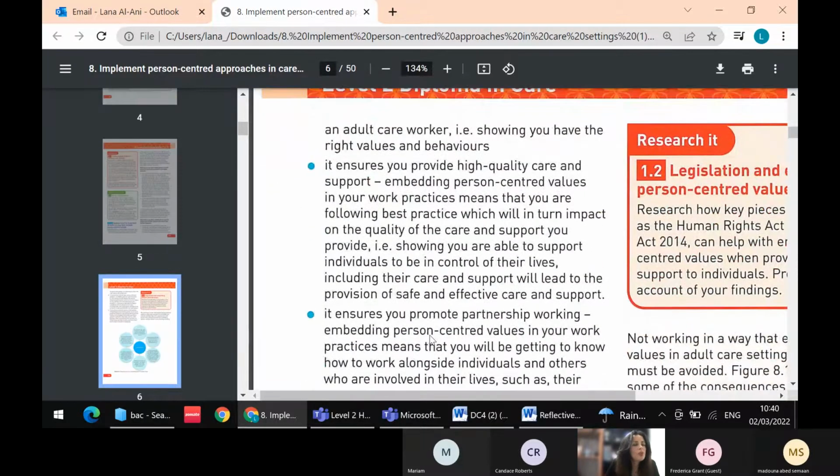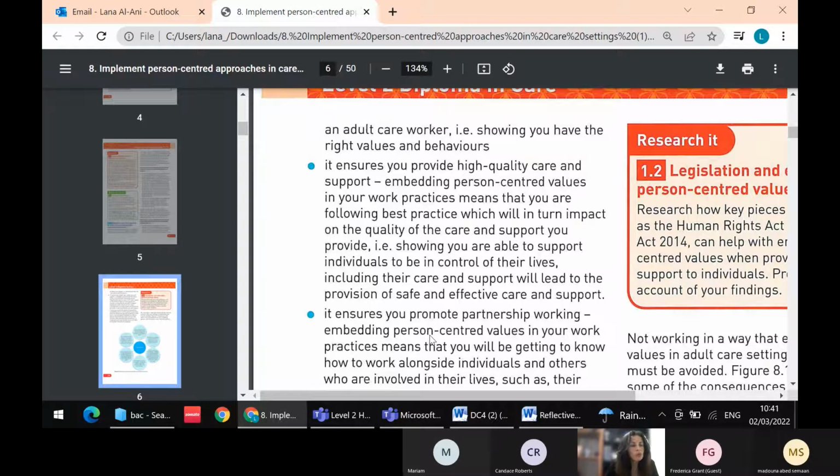Also, it ensures you provide high quality. So first of all, we make the client happy by making them in control of their own lives. Yeah, we talked about it. Second thing, obviously, we meet the standards, because in the UK we have high standards for quality of care, and one of them is the person-centered approach. Also, we ensure we provide high quality of support.